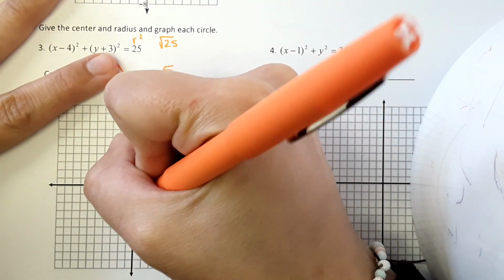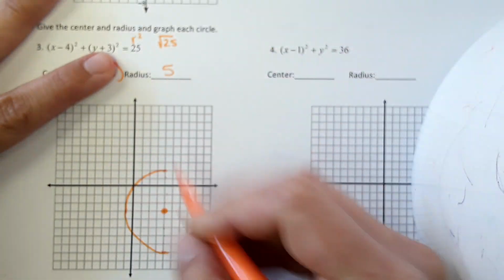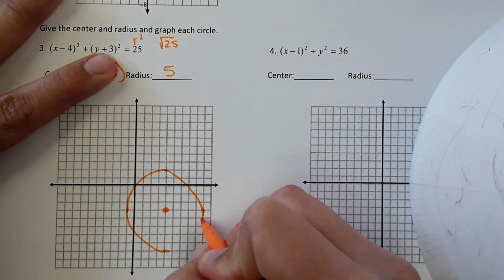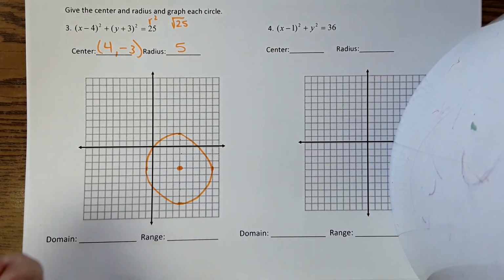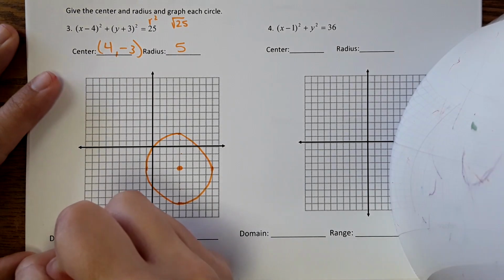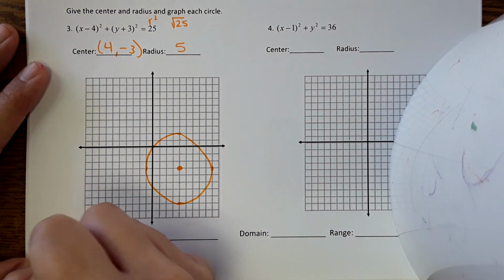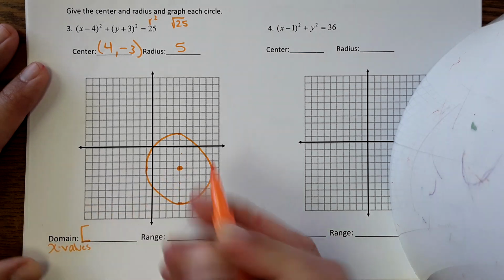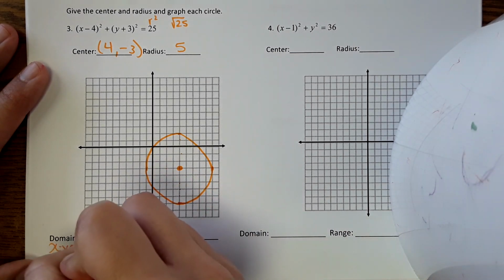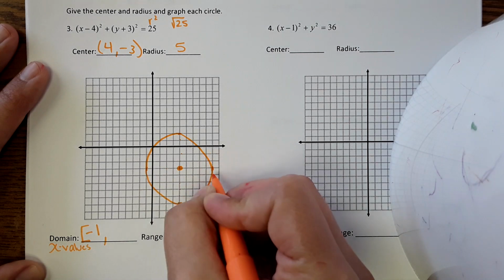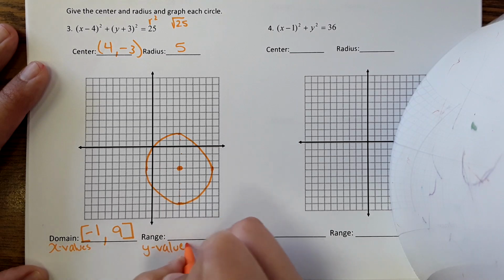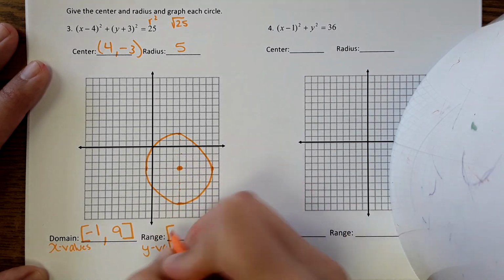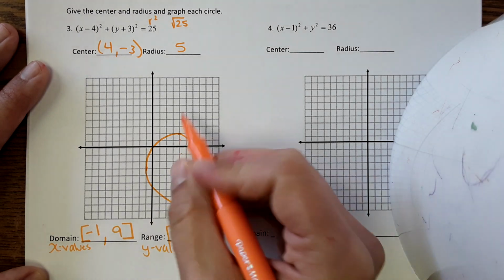Okay, and then you just kind of sketch out a circle as best you can. Mine's not perfect, yours probably isn't either. And then at the bottom, it asks for domain and range. So domain would be your x values. So our lowest x value would be -1, and the greatest one would be at 9. And then for range, that would be your y values. The lowest one being at -8, and the highest one is at 2.